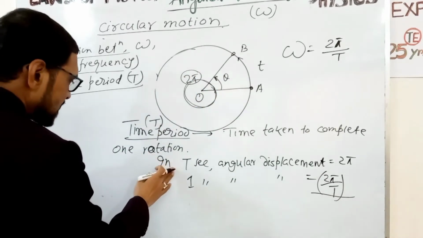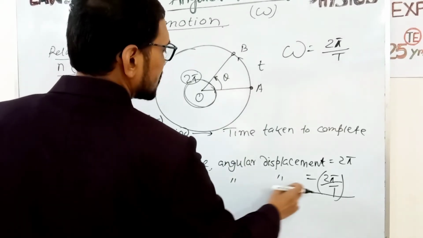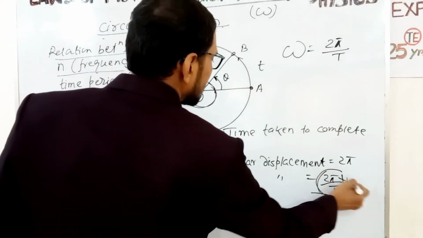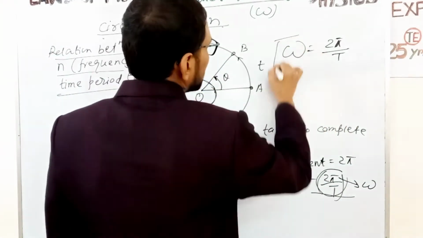So in t seconds the angular displacement is 2 pi, and in 1 second the angular displacement is this. So this is called omega. Omega equals 2 pi by t. This is an important formula.